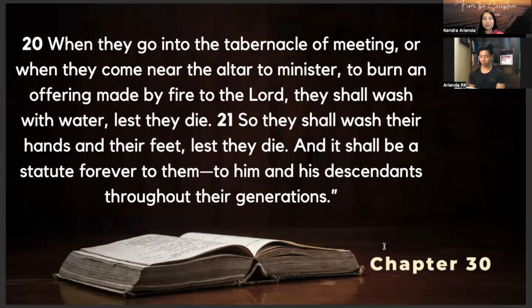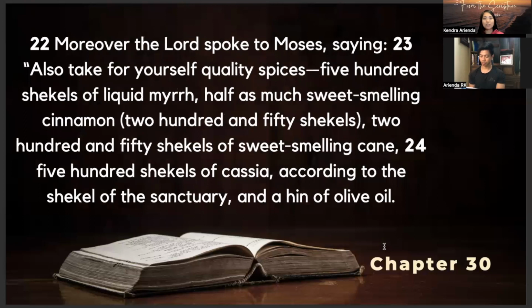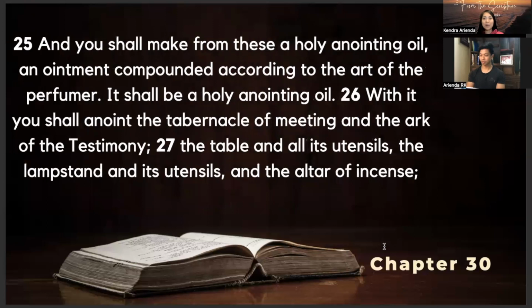And it shall be a statute forever to them, to him and his descendants throughout their generations. Moreover, the Lord spoke to Moses, saying, Also take for yourself quality spices: 500 shekels of liquid myrrh, half as much sweet-smelling cinnamon, 250 shekels, 250 shekels of sweet-smelling cane, 500 shekels of acacia, according to the shekel of the sanctuary, and a hin of olive oil. And you shall make from this a holy anointing oil, an ointment compounded according to the art of the perfumer. It shall be a holy anointing oil.